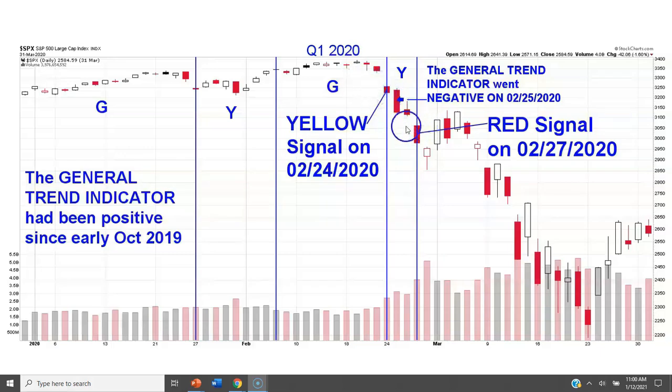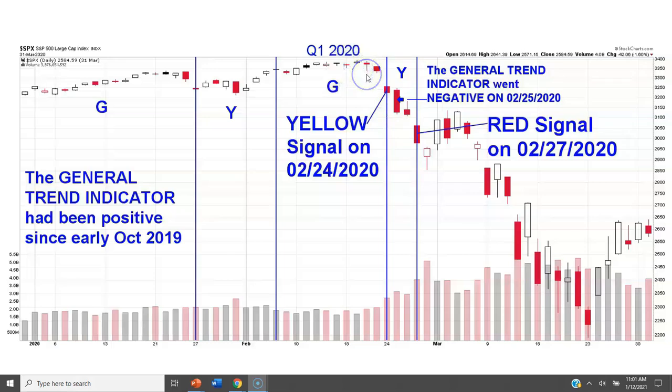And by Thursday, February 27th, the risk signal was red. And then, of course, the market sold off hard from there. So think about this, guys. I mean, you talk about stress testing my model during the fastest bear market in history, that started just a few days after the all-time high in the S&P 500.